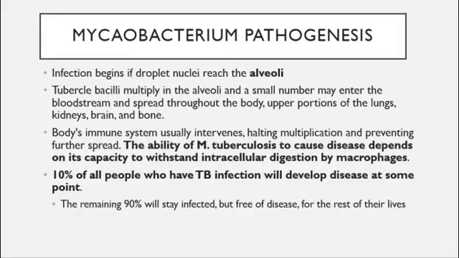The ability of Mycobacterium tuberculosis to cause disease depends on the capacity to withstand intracellular digestion by macrophages. Remember what a macrophage is, which line it comes from. It comes from the monocyte line, which is the myeloid side. 10% of people who have TB infection will develop disease at some point. The remaining 90% will stay infected but free of the disease for the rest of their lives.